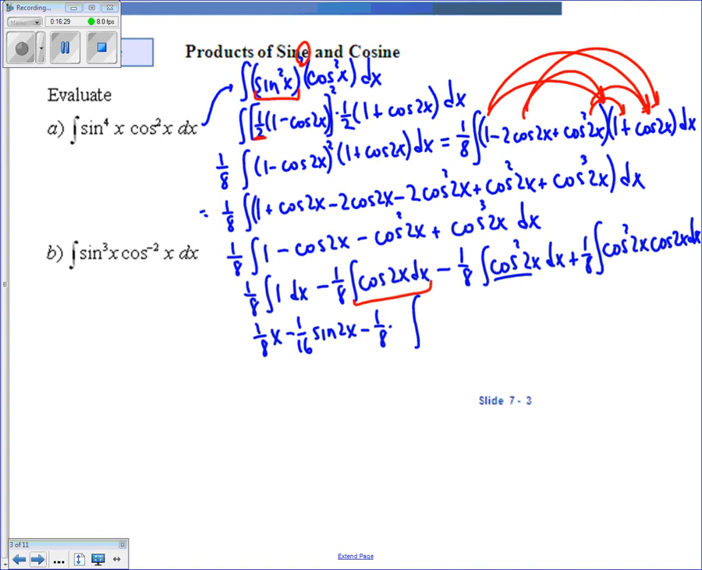Power reducing formula again for this: cosine squared of 2x is 1/2 times 1 plus cosine of 4x. So I'm going to bring the 1/2 out in front, and I'm just going to end up with the 1 plus cosine of 4x in the integral. And then the last one here, because it was an odd power of cosine, I'm going to do it as a u substitution.